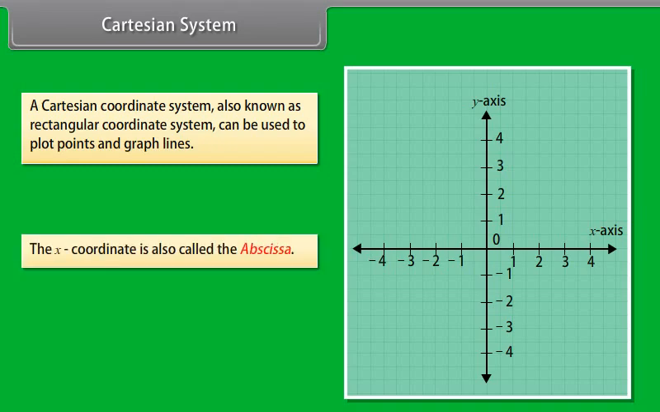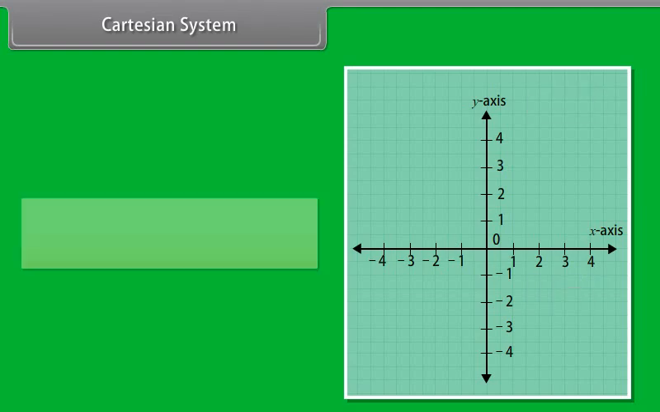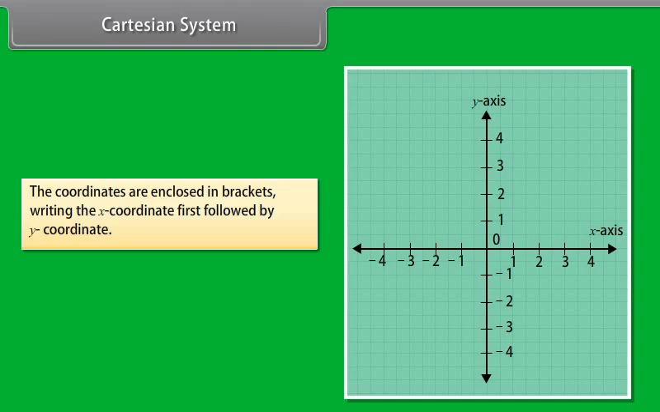The x-coordinate is also called the abscissa. The y-coordinate is also called the ordinate. The coordinates are enclosed in brackets, writing the x-coordinate first followed by y-coordinate. The center or intersection of the two axes is equal to 0, 0. Terms used in Cartesian system. Before going further, let's look at some definitions.